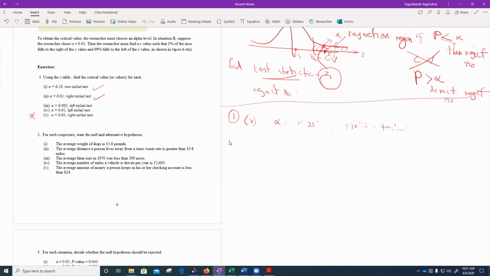Okay, so let's draw the picture. The problem is about the Z distribution, right? So let me draw a picture. Now the problem is a right tail test, so that means you have to have the area in the right side. This is my Z, right? Remember, this value is my critical value. You need to figure out that value. So what is this area? This area is nothing but alpha, that is 0.05.